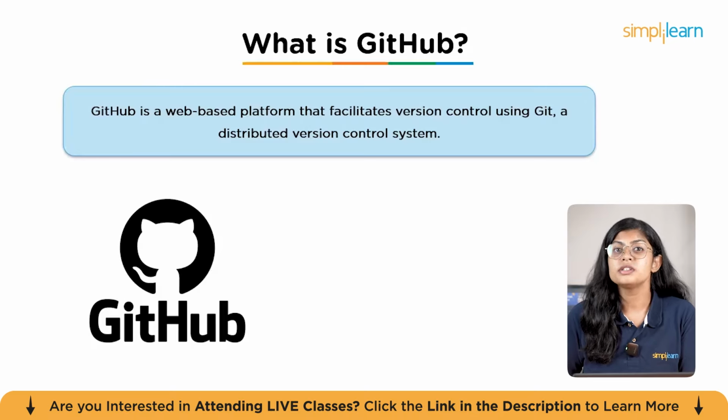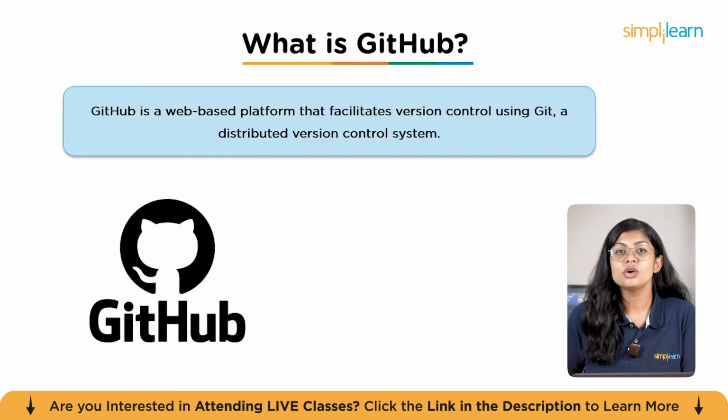GitHub provides developers with repositories, which are storage spaces for their code. Developers can collaborate by committing their changes to the repository, pushing them into the cloud, and pulling updates from others.